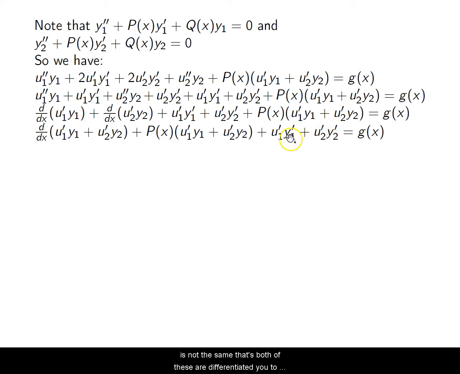So notice this is not the same as this. Both of these are differentiated: u2 prime, y2 prime, u1 prime, y1 prime. Both terms are prime here. Here's just one.